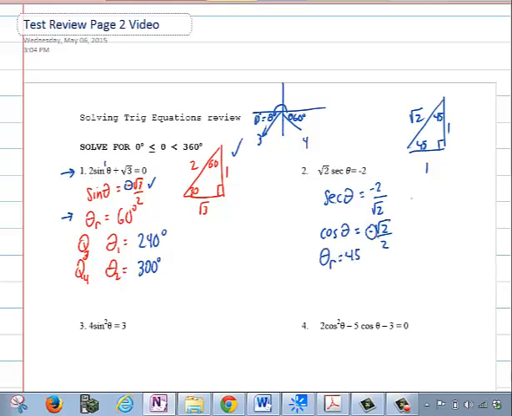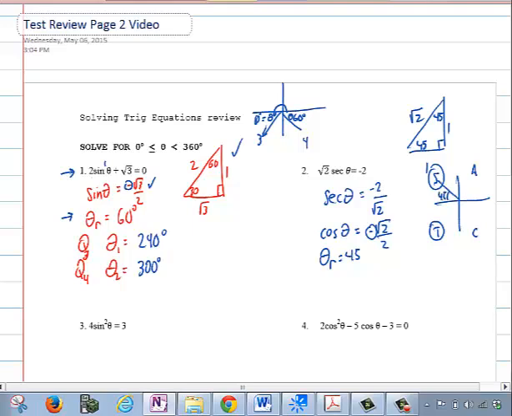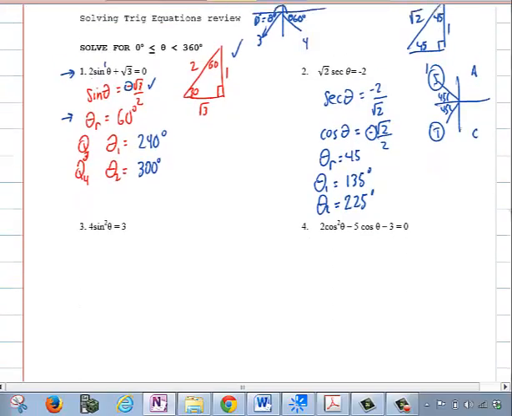Because the ratio is negative, using All Students Take Calculus, because cosine is negative, we're going to be in the second and the third quadrant. So when you draw a 45 in either one of those quadrants, you get your two angles. The first angle is going to be 135 degrees, a quadrant 2 reference angle of 45. And the other one will be 225, simply by adding 180 degrees to that reference angle.